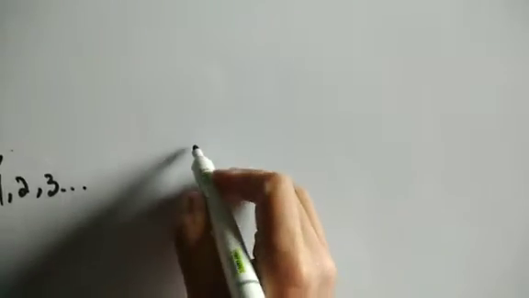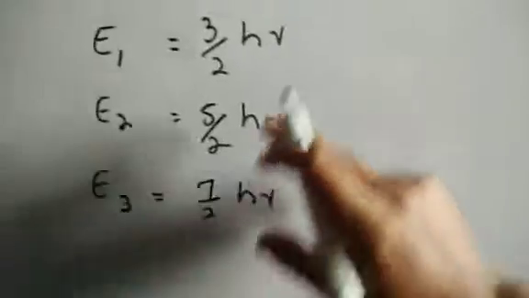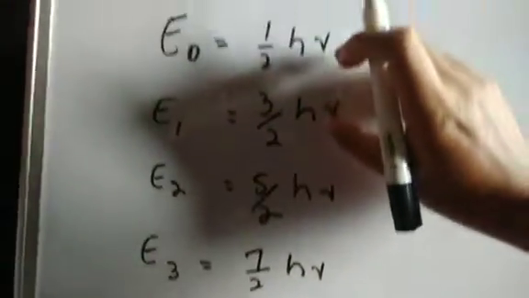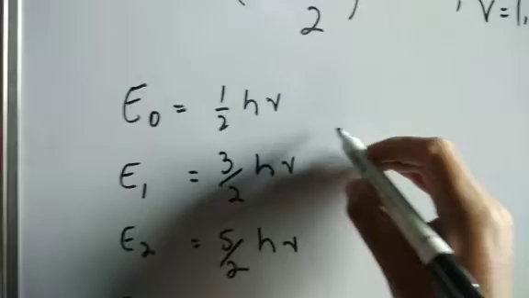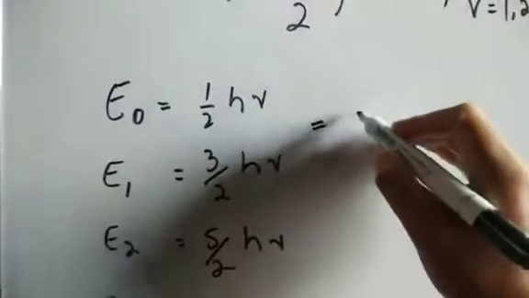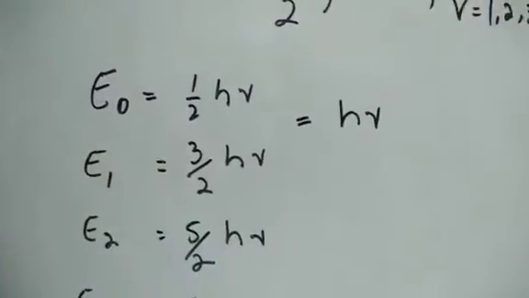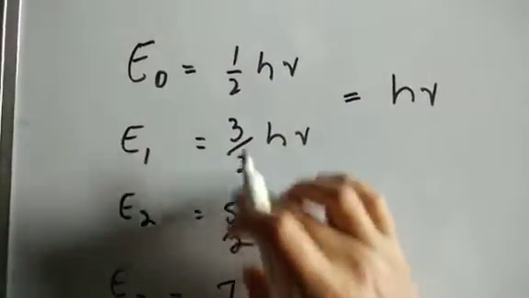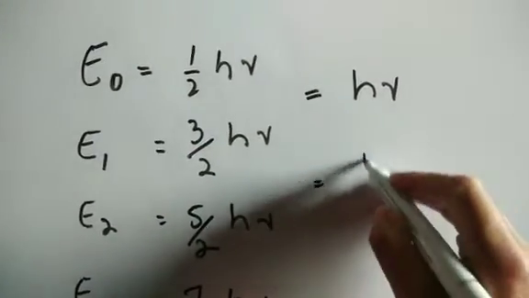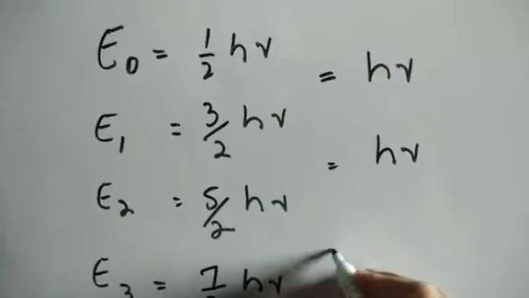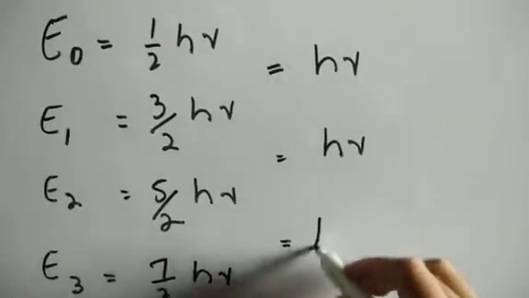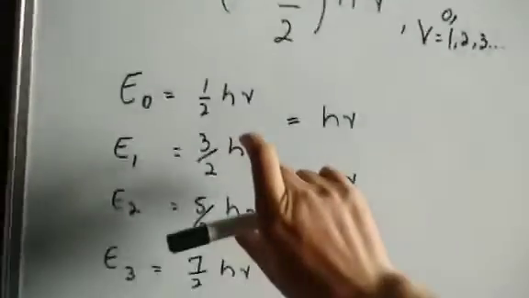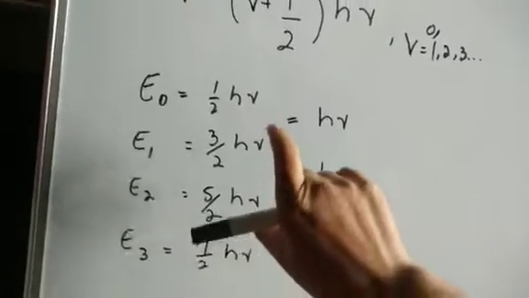Now before we draw the energy diagram, see the spacing between the first levels: this minus this will be equivalent to h nu. Fine. In the same way, between 5/2 and 3/2 the difference is the same h nu. This minus that is h nu. That means the energy levels are equally spaced in vibrational spectroscopy.